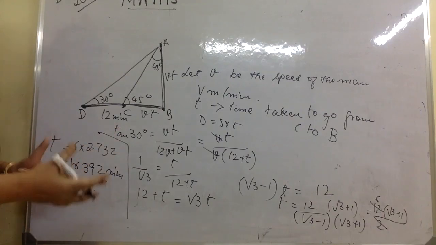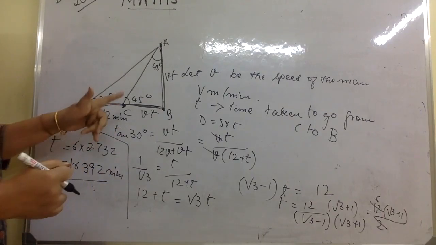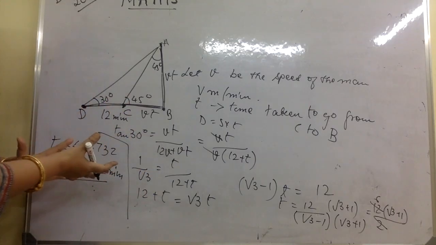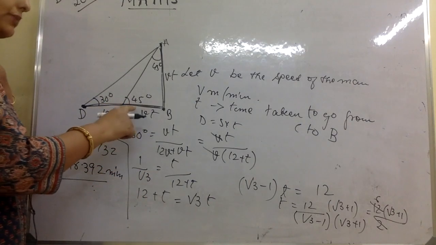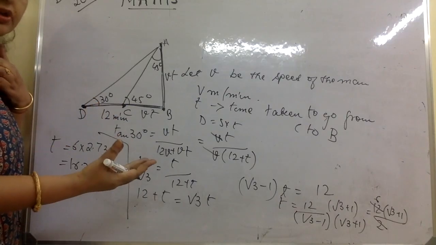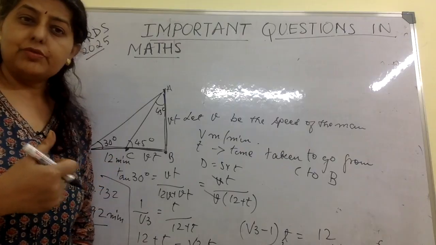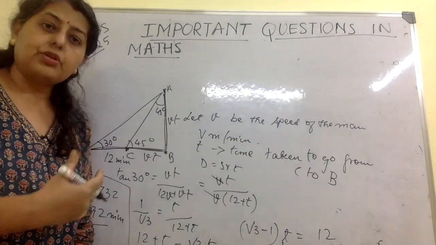So this is one question. You have to be very careful. You have to take time as T. That speed also has to be considered in this kind of sum. And speed and time will give you the distance, because they have not given you the distance anyway. Okay, so these were few of the important questions that I felt I should remind you all of.